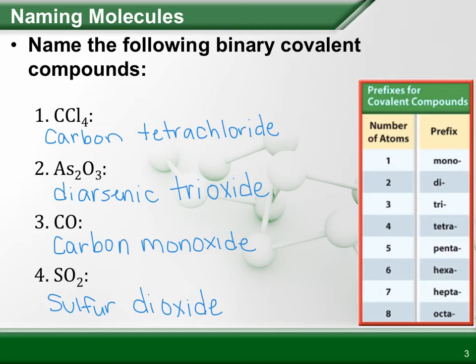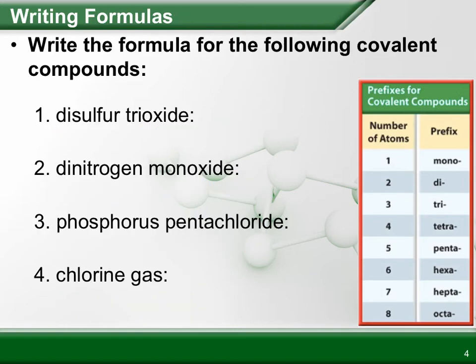We're going to reverse this process for writing formulas. So we're going to identify the element and then follow that element by the number that the prefix stands for. So we see that it's disulfur. So your di is 2. So we know that there's sulfur, which is S, and there are 2 of them. And then trioxide, oxide is O, tri is 3.